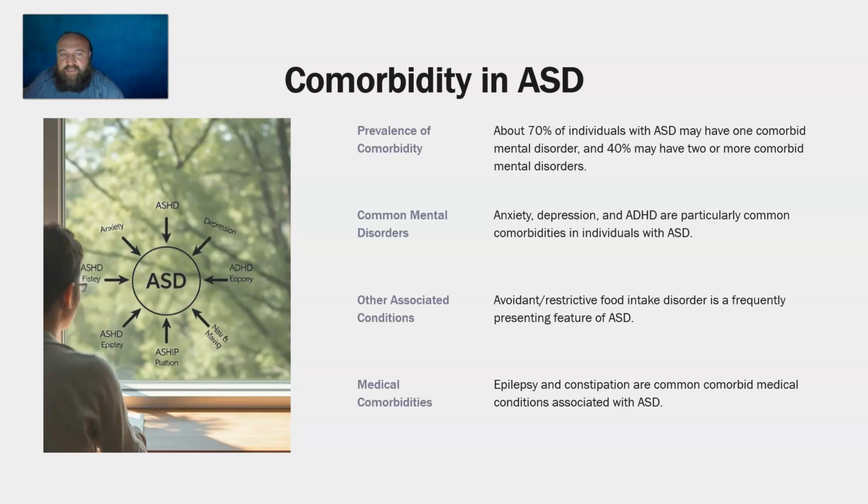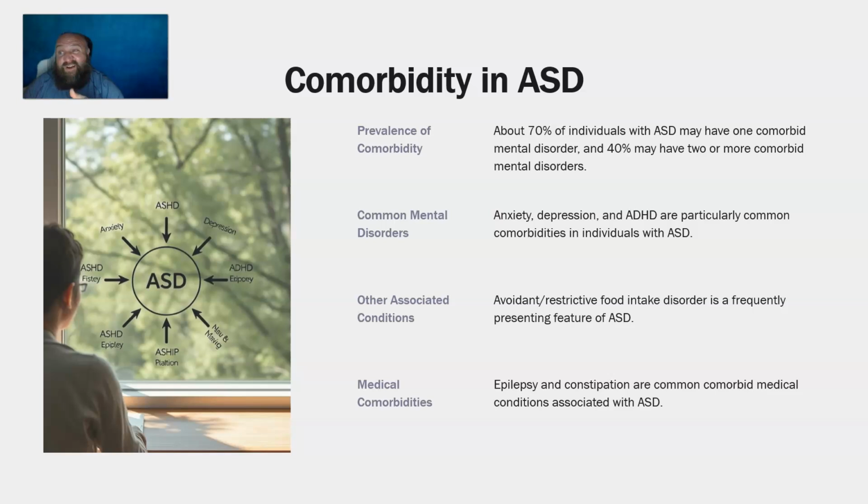So, comorbidity in ASD. About 70% of individuals with ASD may have one comorbid mental disorder, and 40% may have two or more mental health disorders. And of course, the presence of a comorbid disorder does make the outcomes a little bit more challenging for individuals with ASD. Some of the common mental health disorders are anxiety, depression.